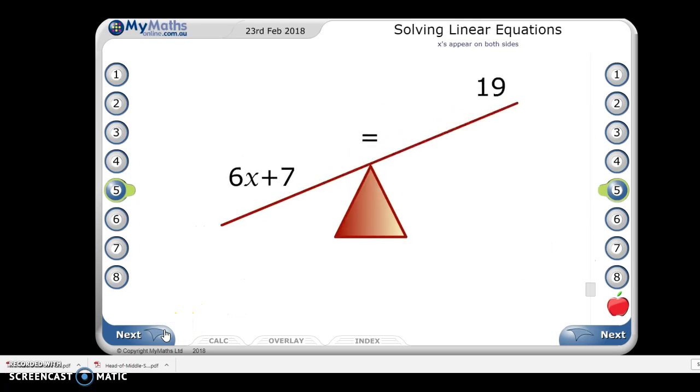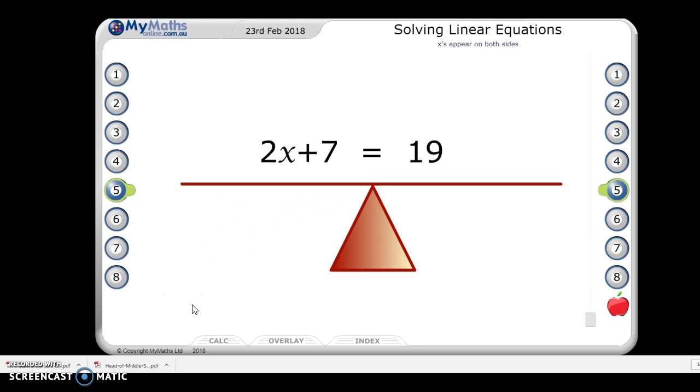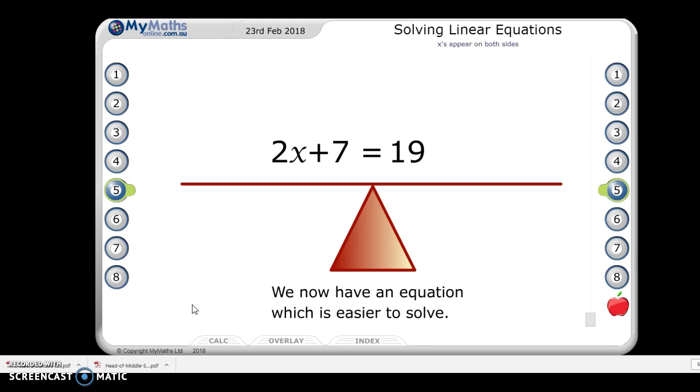So let's have a look at another way of writing 6x. We can write that as 4x's and another 2x's. So now I can take that 4x, click and drag it away, and boom, we've got rid of 4x's on both sides. So the 4x's disappear from the side, leaving me with no x's on that side at all, just a number, and a leftover amount of x's on this side. Now we have an equation which is easier to solve. We know how to do that. We're going to take the 7 off both sides, and then to get rid of the 2 we will divide by 2.